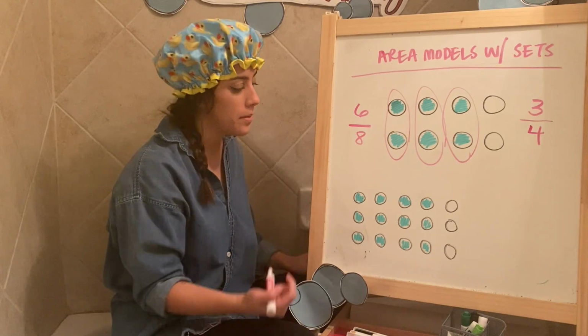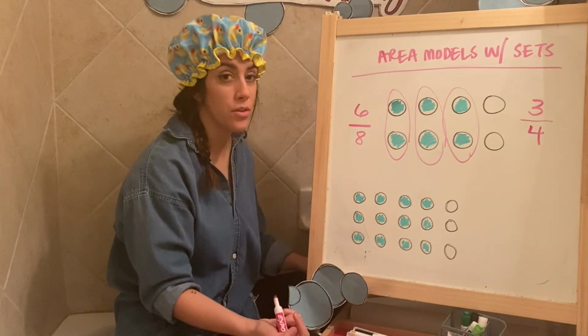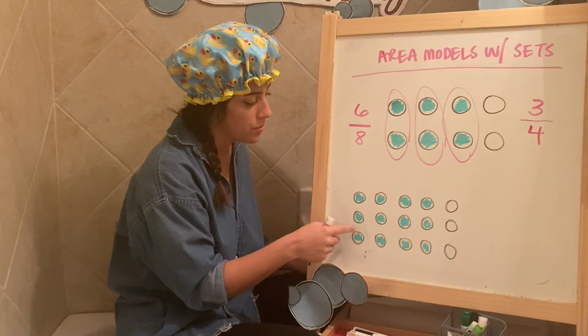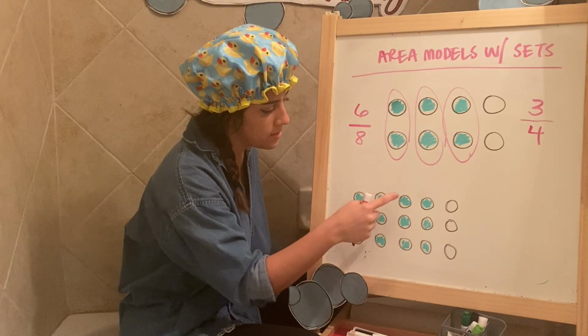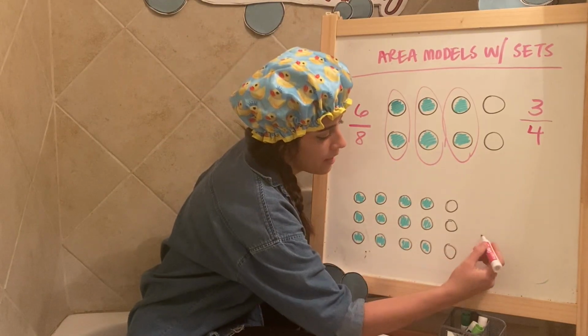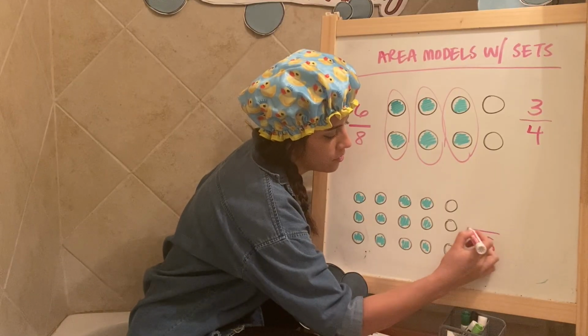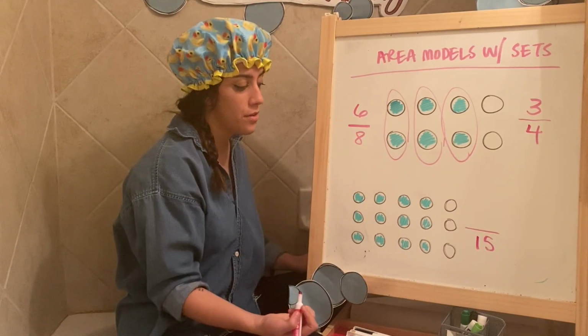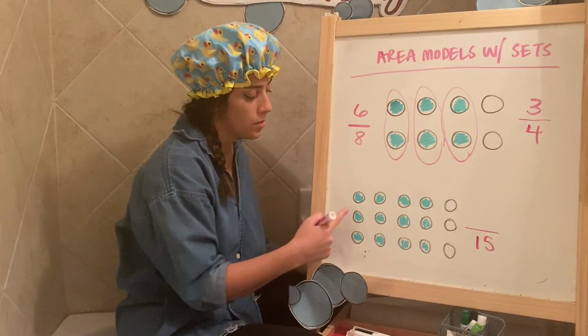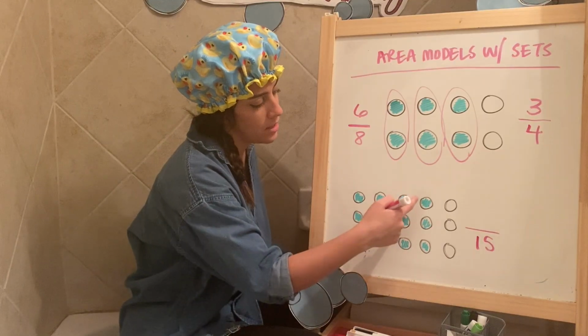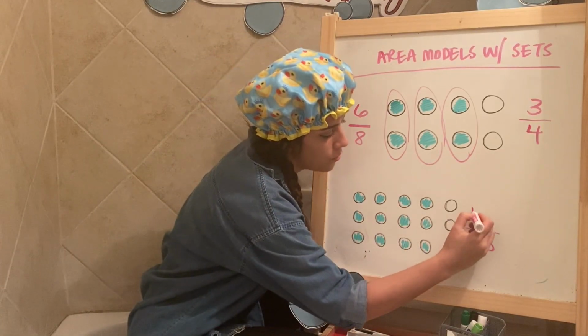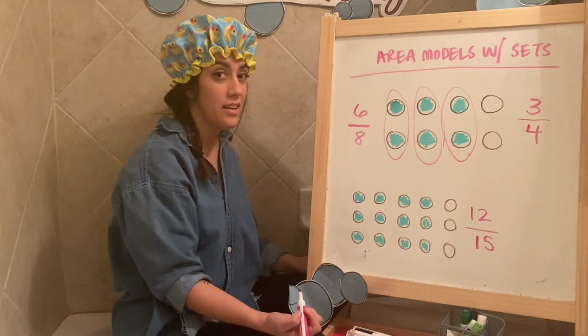So let's look at this one. How many circles do I have total? 1, 2, 3, 4, 5, 6, 7, 8, 9, 10, 11, 12, 13, 14, 15. I have 15 circles total. How many of the 15 are shaded in? 1, 2, 3, 4, 5, 6, 7, 8, 9, 10, 11, 12. 12 out of 15 are shaded.